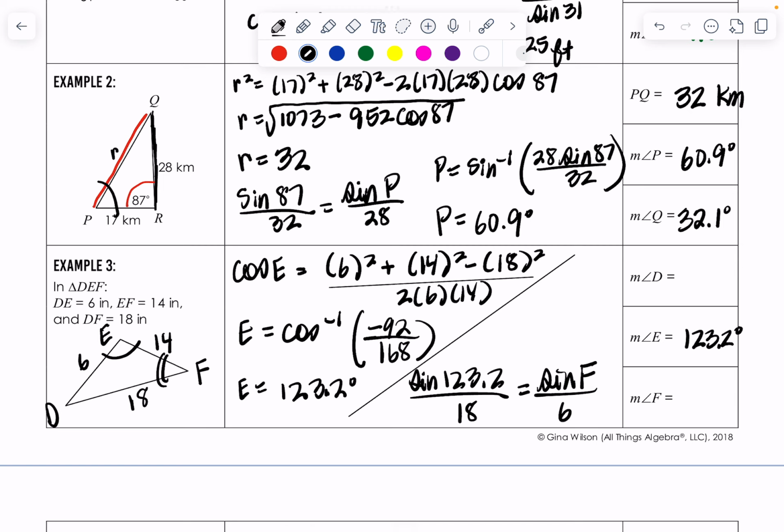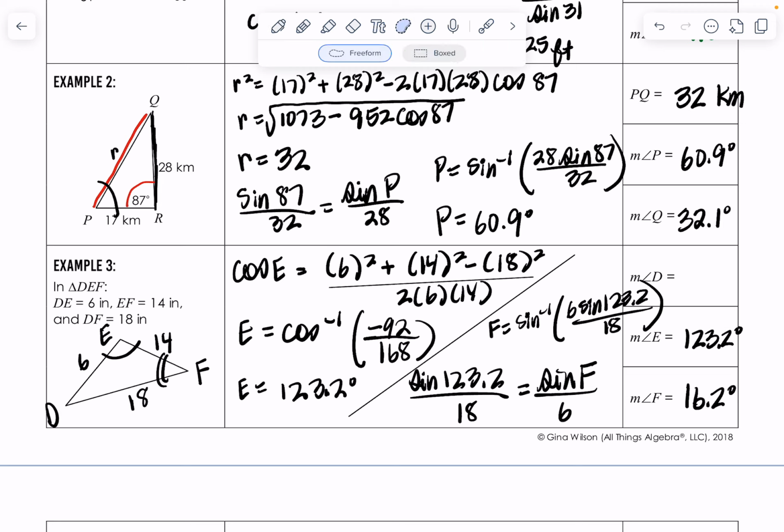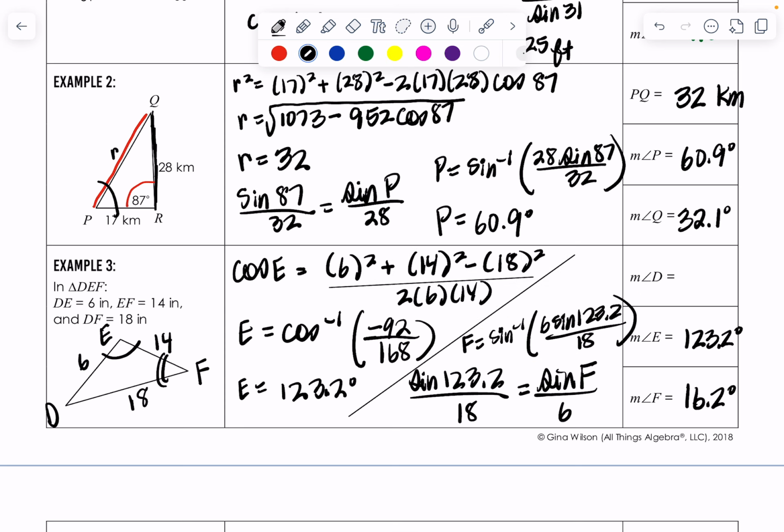Cross multiply and solve, so that gives me F is equal to the inverse sine of 6 times the sine of 123.2 over 18, and then we just plug that in our calculator and find out F is 16.2. Now, of course, the last part is the easiest part because all we have to do is subtract these two from 180, and that tells us D, so 40.6. All righty.